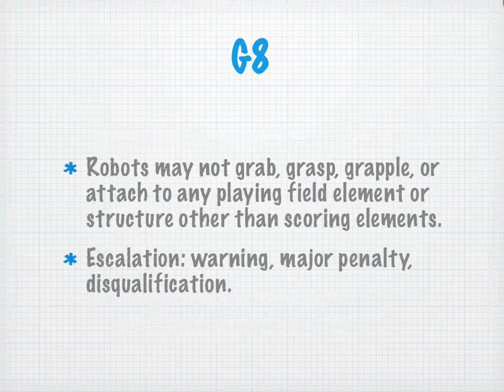Rule G8 says that robots can't grab, grasp, grapple, or attach to any playing field element or structure other than a scoring element. So you can't grab onto the wall to help lift a robot or things like that. And again, we have the typical escalation of warning, major penalty, and then disqualification.